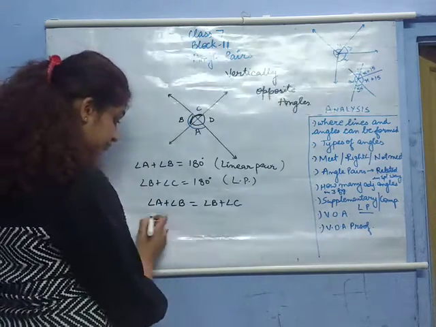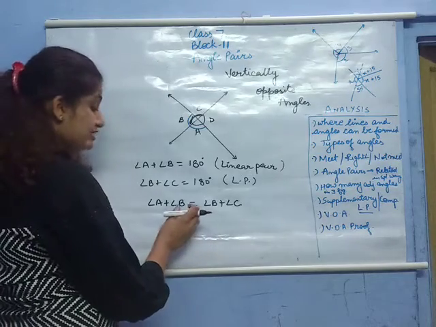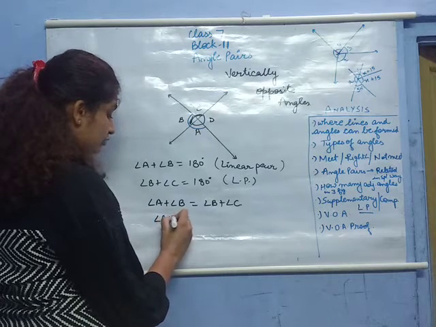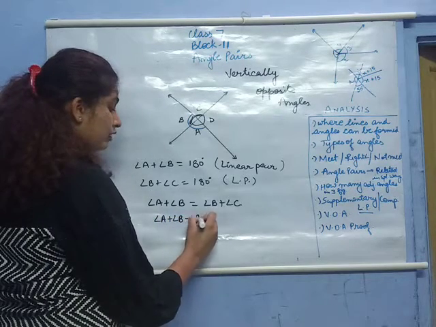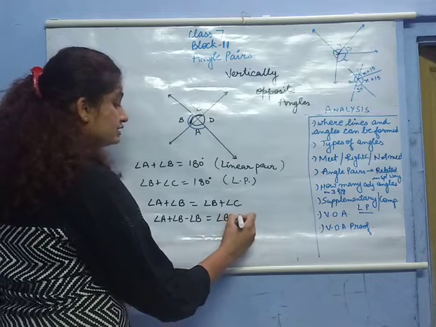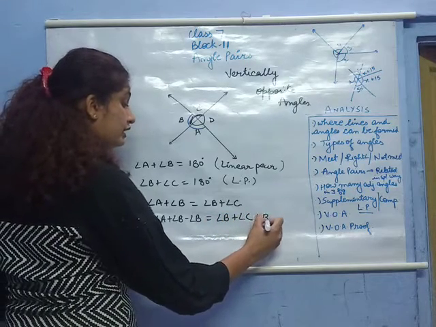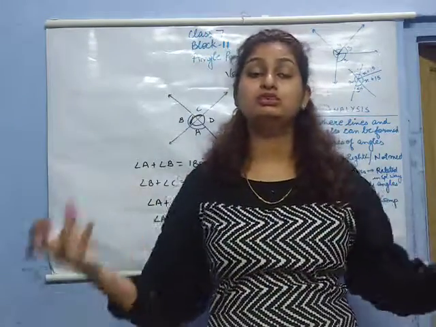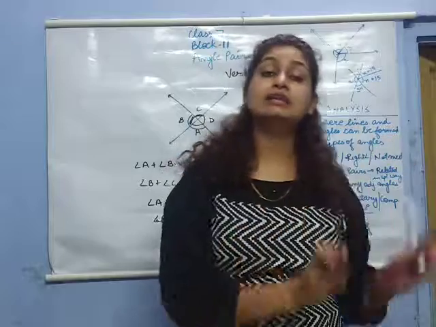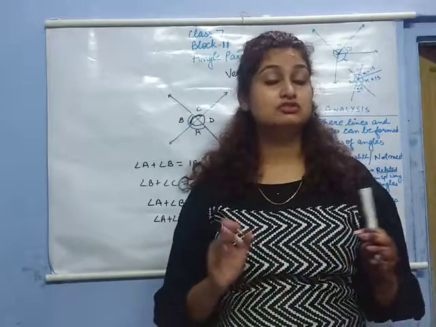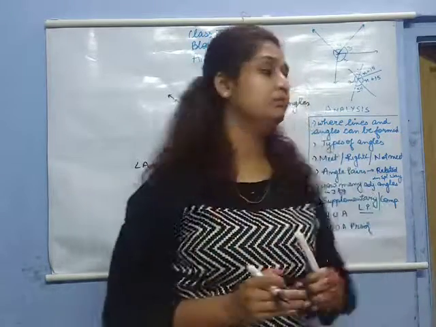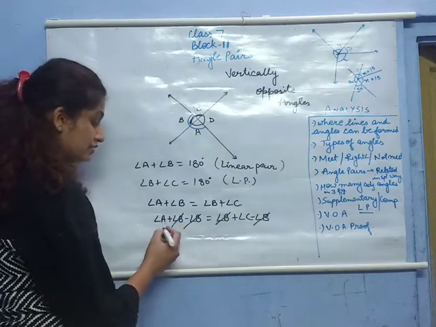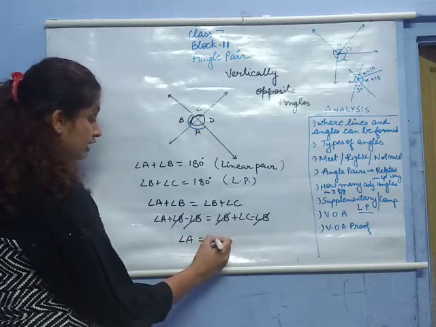Now what next? What if I subtract angle B from both sides? Does it have any effect on the equality? No, because if we are subtracting the same amount from both sides, the left hand side of the equals sign and the right hand side, that means there is no effect on the balance or the equilibrium. So B and minus B cancel out, B and minus B cancel out. Here angle A is left and here angle C.